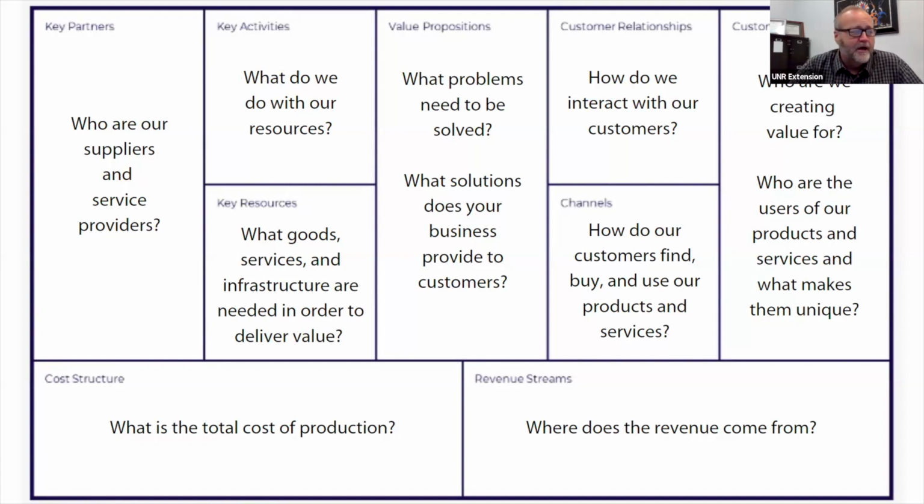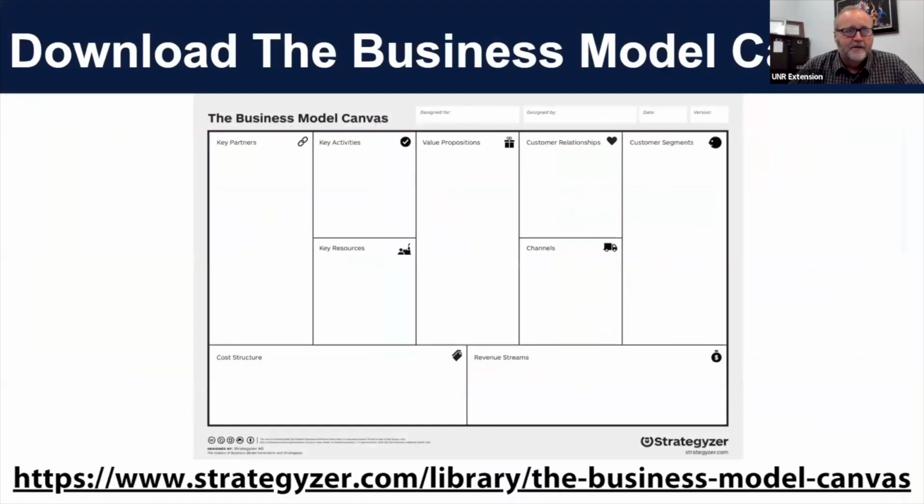Okay, so if we go to the bottom, we have two boxes on the bottom. One is, what's the total cost of production that we have, and where does the revenue come from in this business model? So as we go filling those in, those can all be adjusted for different kinds of business models in order for you to be successful. Okay, so that's the business model canvas.